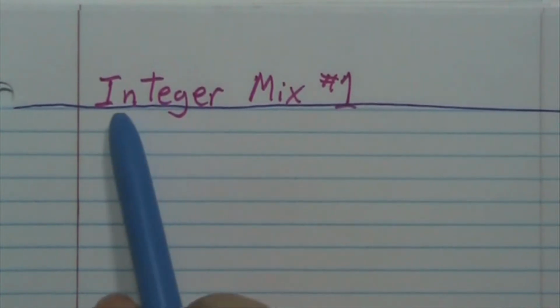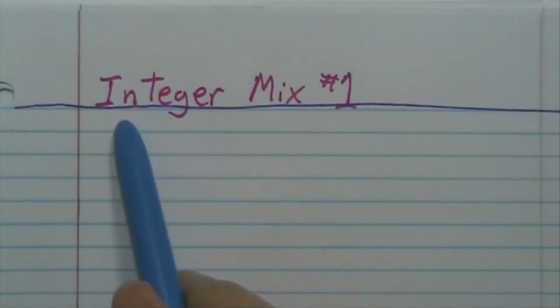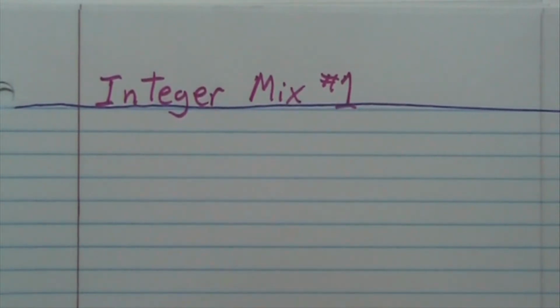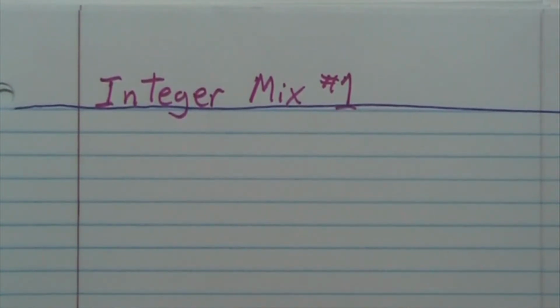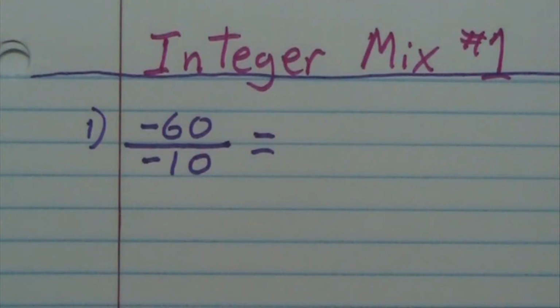Okay, the title of our paper will be Integer Mix Number 1. Integer Mix Number 1. That's because we'll do add, subtract, multiply, and divide integers. It's a mixture. So please write the problem, and then we can put the answer in there.